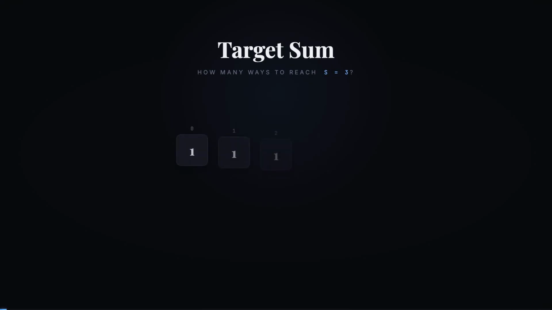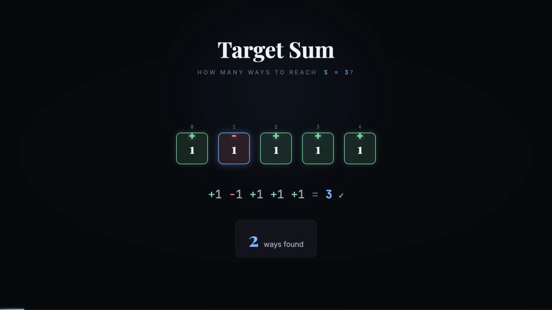Here's the target sum puzzle. Given 5 ones, how many plus minus assignments add up to 3? If you try them out, the answer is 5. That count is the clue.